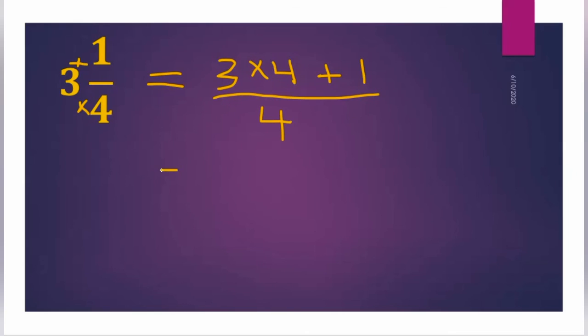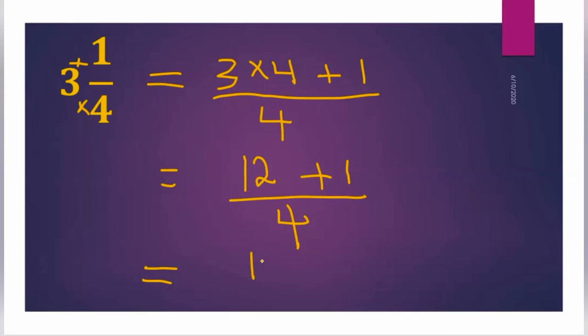Now we will get the answer. 3 times 4 equals 12 plus 1 over 4, and the last step, we have to add 12 and 1 to get, here I would write, 13 over 4. This is the last.